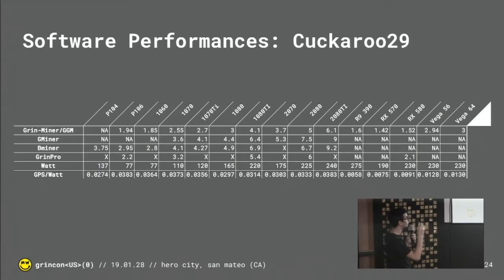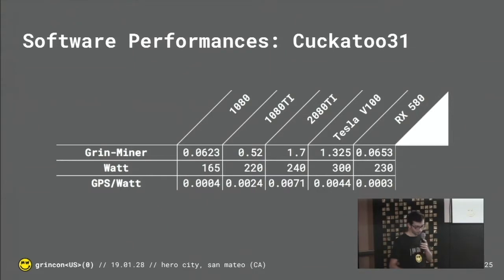This is for Cuckaroo 29, which is the GPU proof of work. And then for Cuckatoo 31, there is only one miner right now, which is like the reference Grin miner. So the best one as of now is the 2080 Ti. But you will see that the value computed here, you have to adjust based on the type of card.